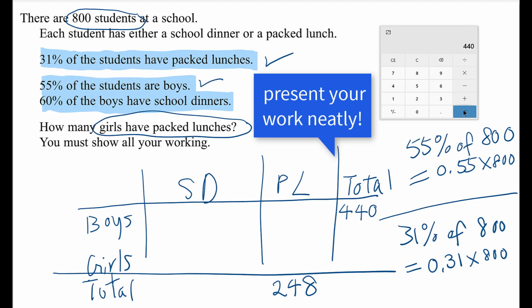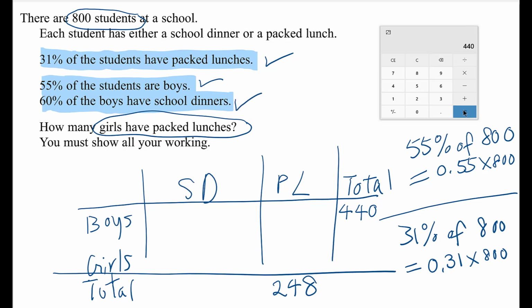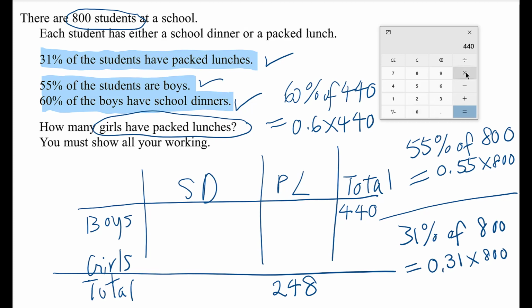Okay, now the last information we have is 60% of the boys have school dinner. We know there are 440 boys, we just worked that out. So what we want is 60% of 440. So this is 0.6 times 440. If I do that, times it by 0.6, that is 264. So the number of boys that have school dinners is 264. This is where I put in the 264.